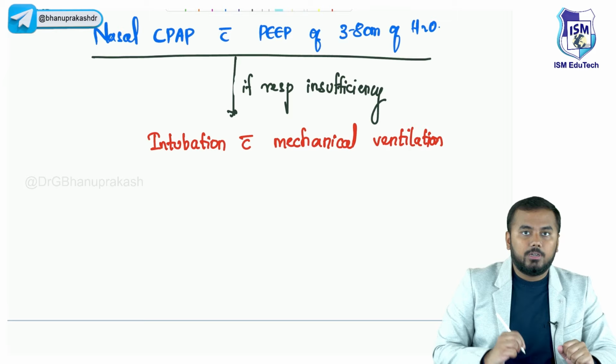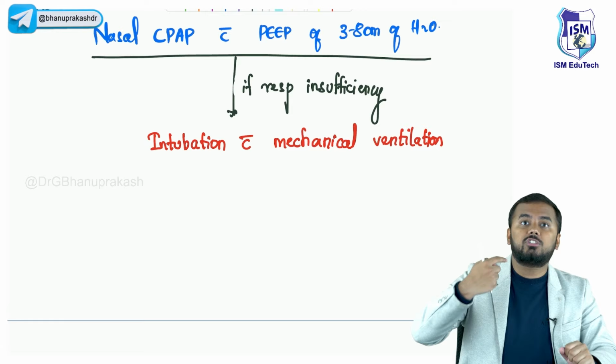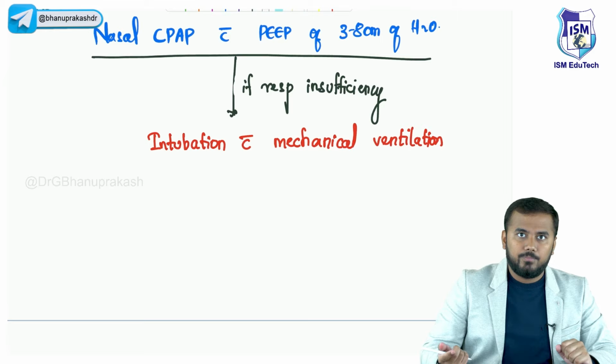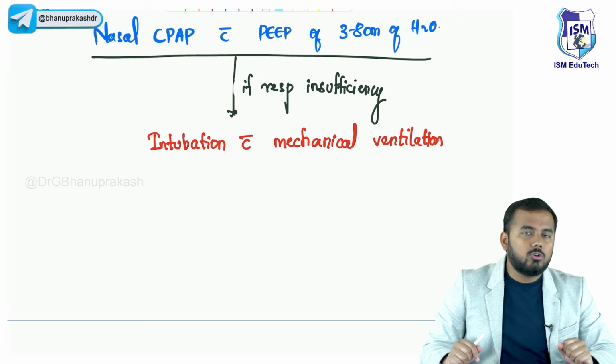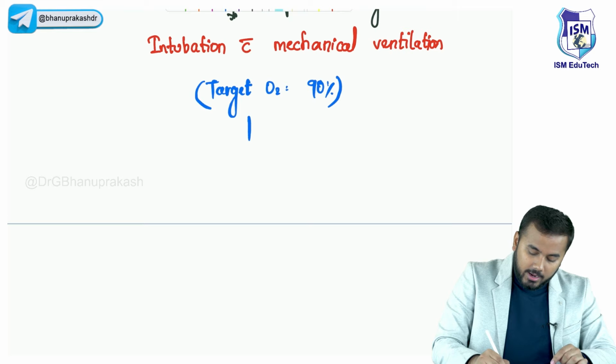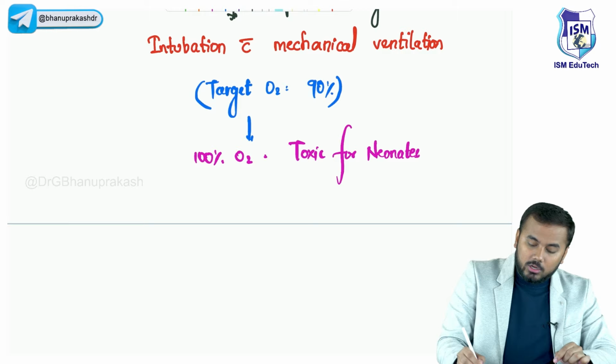Okay. How much amount of air will you send inside? The target oxygen we should keep is 90%, not 100%. Okay? Never ever send 100% oxygen into the baby, into the neonate. Why? Because if you are sending 100% oxygen, this is toxic. 100% oxygen is toxic. This would lead to retinopathy. Okay? What will it lead to? Retinopathy of prematurity. That is why we don't send 100% oxygen. Only we send 90% oxygen. So the target oxygen which you should keep should be 90% only. Because 100% oxygen is toxic for neonates. Toxicity means what toxicity? Retinopathy of prematurity.